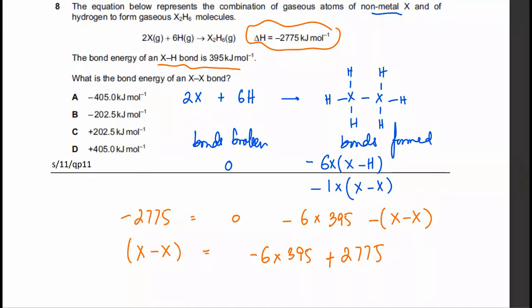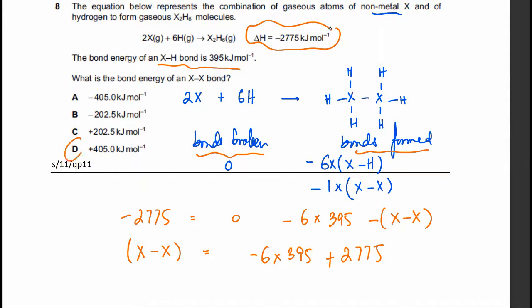So can anyone tell me what the value is for this? And which one is the correct option in this case? Is this clear? Bonds broken, 0. Bonds formed, this. Sir, it's A. So it's coming out to be A. No, it's B. It's B.